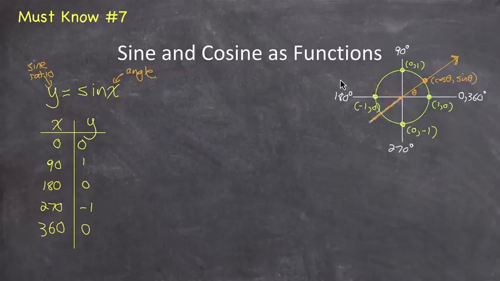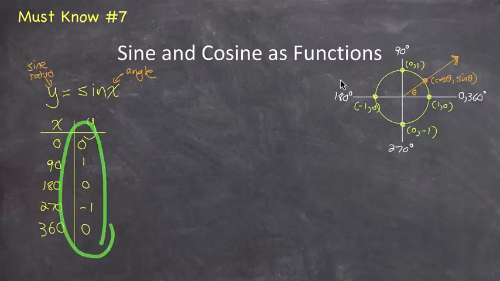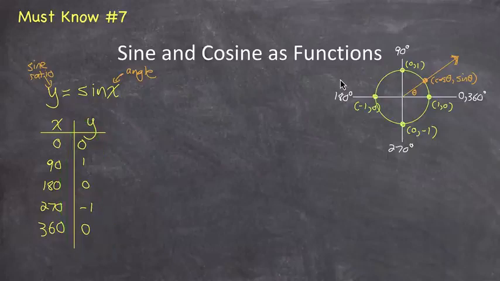And if this terminal arm kept rotating around, we're going to have that same pattern of y values that just keeps repeating over and over again. That's why this is called a periodic function. It has a pattern of y values, which we see here, that just repeat over and over again. Let me graph that for you.